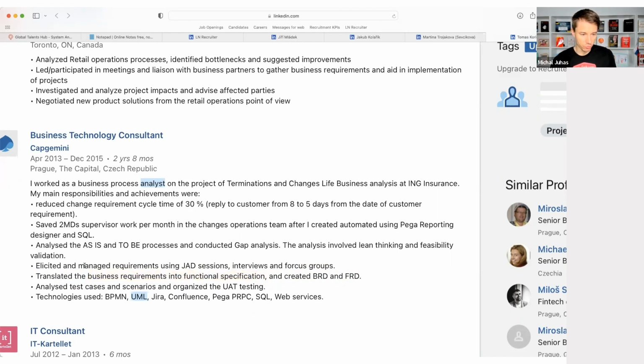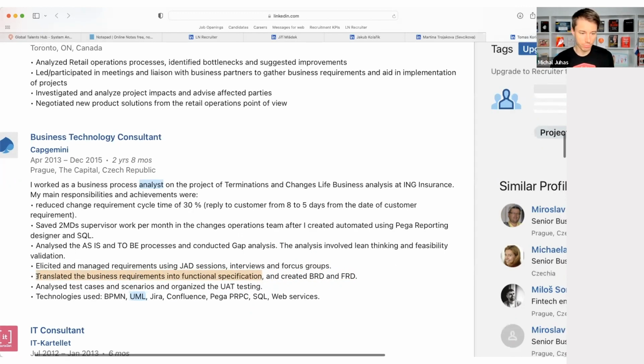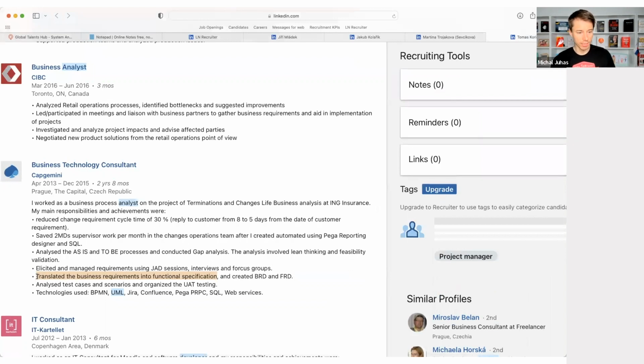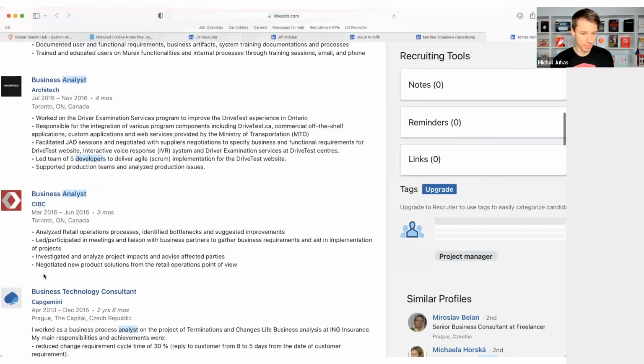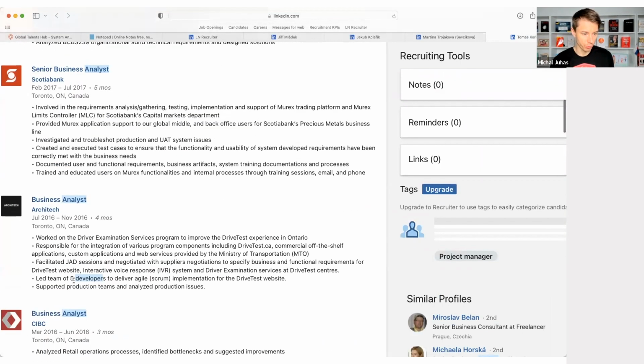So this is important. Translated the business requirements into functional specification. This is a very important sentence. We need to find people exactly like him. Someone who has technical background and then worked as an analyst. So this is a good profile.